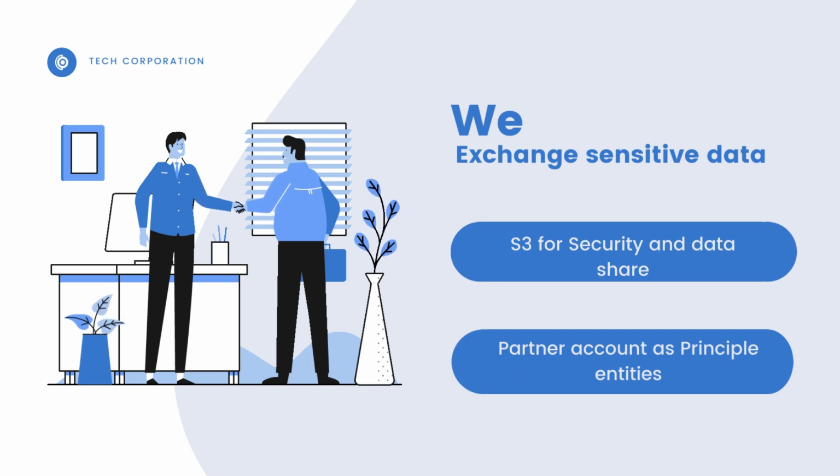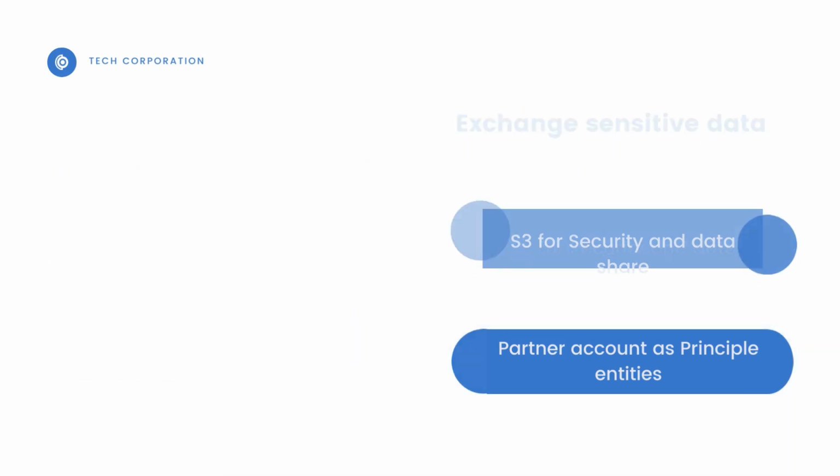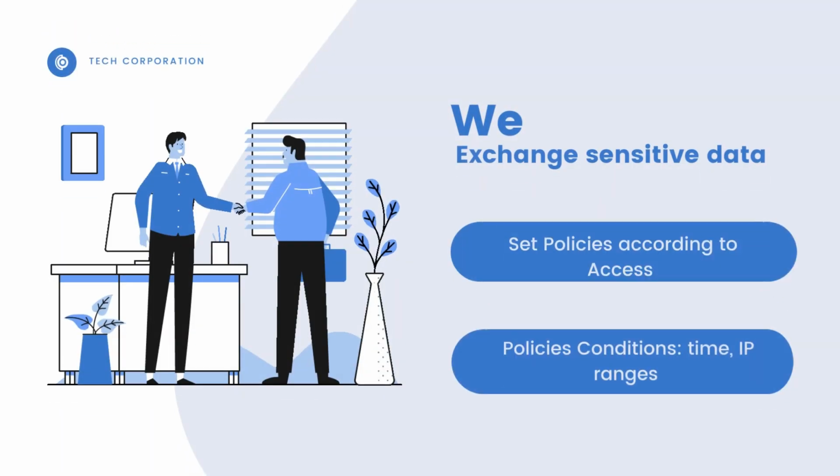First of all, for the principal, the policy specifies the AWS account IDs of the partner organization as the principal entities. And it can take actions, like creating a policy that allows actions such as GetObject and ListBucket, which permit reading data and listing objects. Tech Corporation can also set conditions, such as allowing access only during a specific time or from specific IP ranges. So let us see how we can make the bucket policy for it.